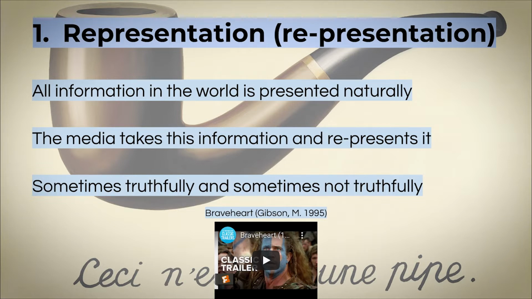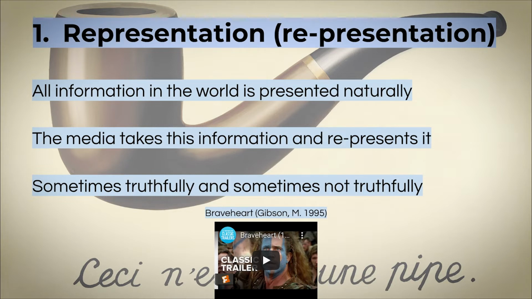Now, when the film came out, it was praised by critics. It was fantastic. But then a lot of historians came out and said, this information that you've put in there isn't completely truthful. They were saying, in not so many words, Braveheart is representing information falsely. They were saying William Wallace wasn't actually a particularly heroic character. There were many things about the individual which were not so positive.